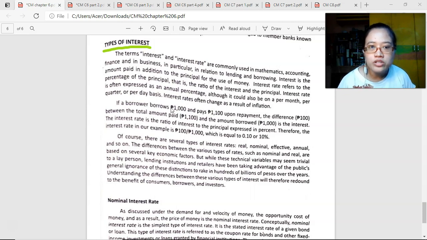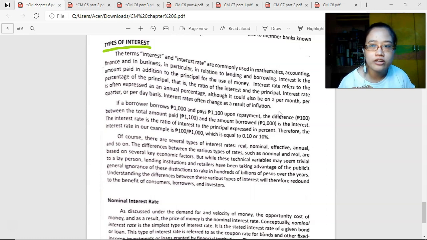Alright? Interest rate is often expressed as an annual percentage, although it could also be on a per month, per quarter, or per day basis. Interest rates often change as a result of inflation. So, the norm is that it's expressed in annual terms. So, kapag sinabing 12%, understood yun na 12% for 1 year.